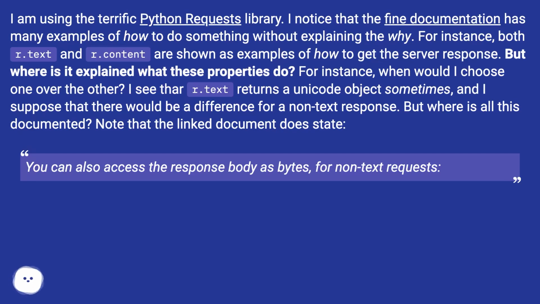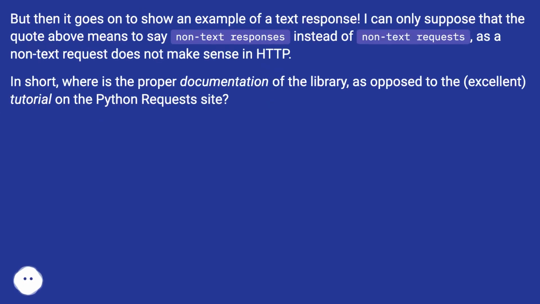For instance, when would I choose one over the other? I see that .text returns a Unicode object sometimes, and I suppose that there would be a difference for a non-text response. But where is all this documented? Note that the linked document does state you can also access the response body as bytes for non-text requests. But then it goes on to show an example of a text response.